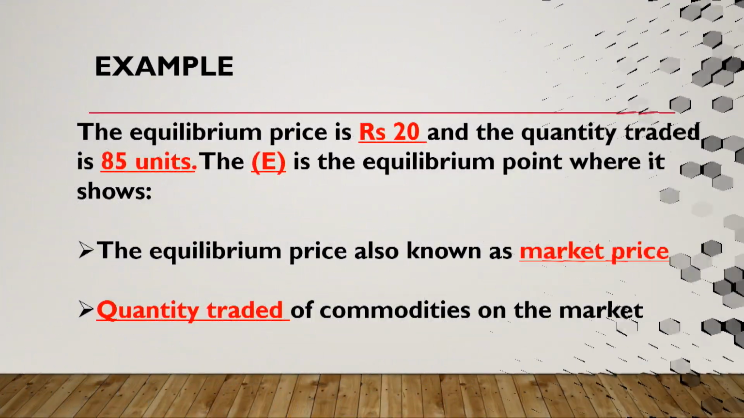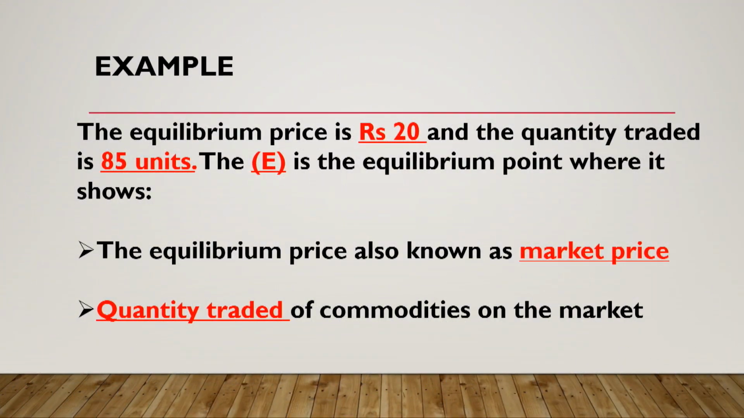The equilibrium price is 20 rupees and the quantity traded is 85 units. The E is the equilibrium point where it shows the equilibrium price, also known as market price, and quantity traded of commodities on the market.